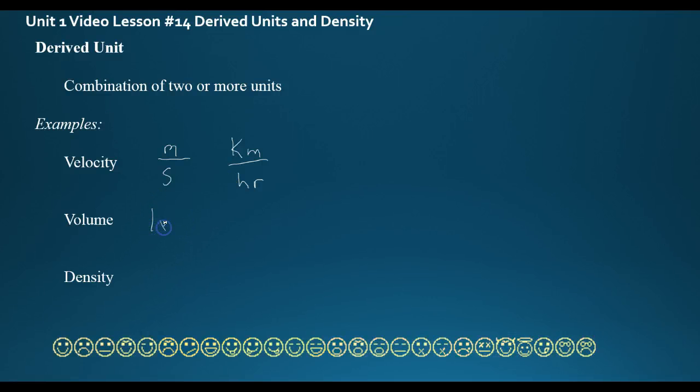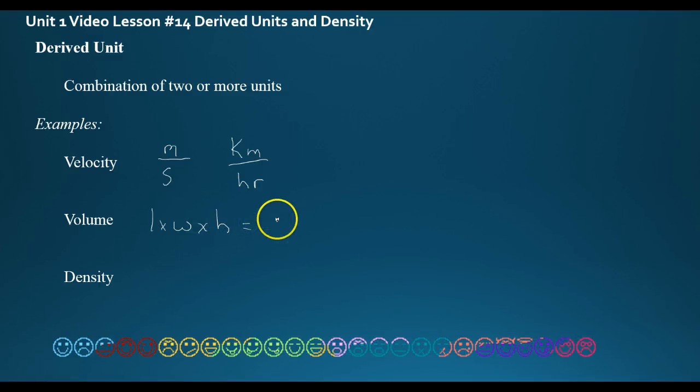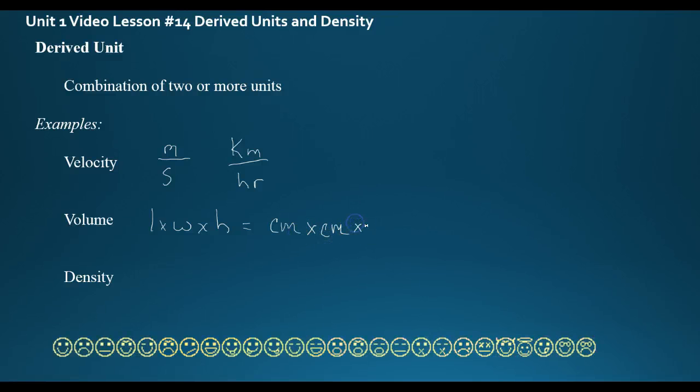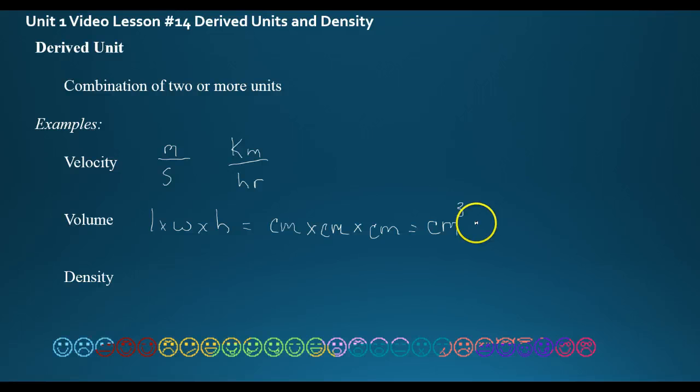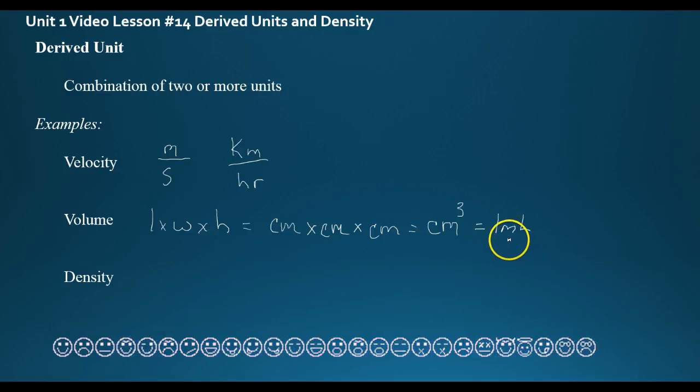Volume is length times width times height. So if we had centimeters, you'd multiply centimeters times centimeters times centimeters, which gives you centimeters cubed. Any cubed unit, centimeters cubed, inches cubed, meters cubed, is a volume unit. Now, how do we get milliliters or liters from that? Well, a centimeter cubed is equal to 1 milliliter. So a milliliter indirectly is a derived unit.